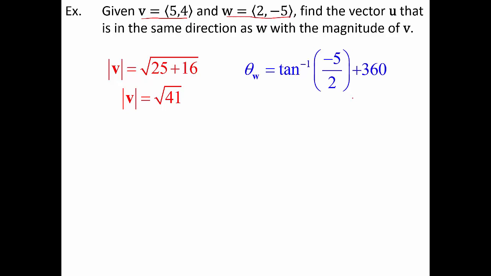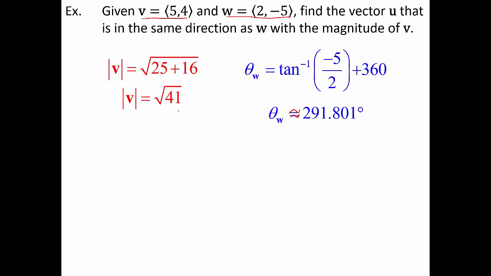Again, I'm just defaulting to degrees. I could just as easily do this problem in radians, and I would end up with the same answer. So if you're in degrees, we're adding 360. If you're in radians, we're adding 2 pi. Now when I type that in my calculator, I'm going to get approximately 291.801. Double check, is that reasonable? Well, I'm in the 4th quadrant, (2, -5), and 291 is also in the 4th quadrant, so that makes sense.